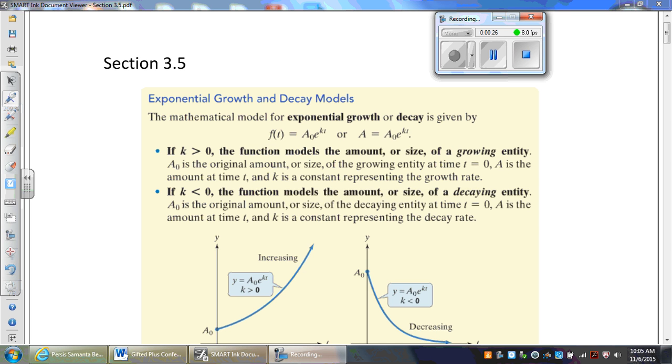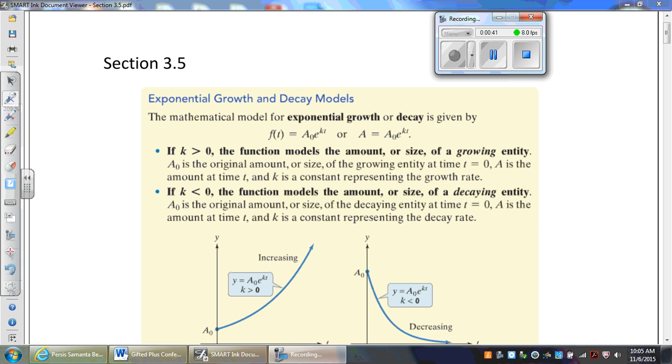So this section involves exponential growth and decay models. So we're going to work on word problems. We're also going to work on some logarithmic word problems, and we will also visit the logistic function, which is something that you have not seen yet, maybe briefly in Algebra 2.